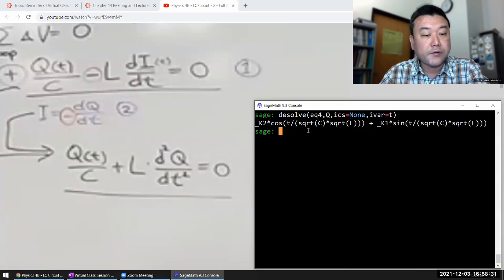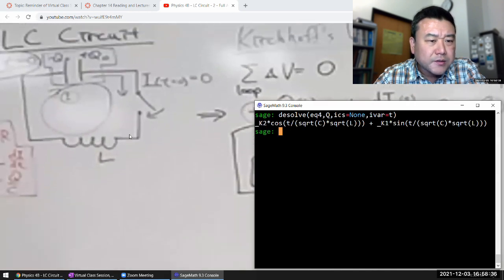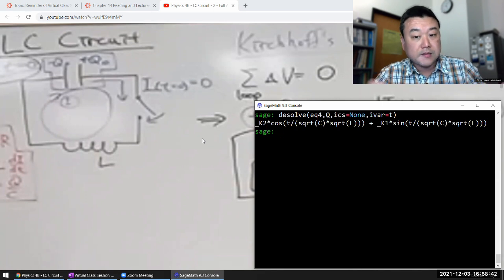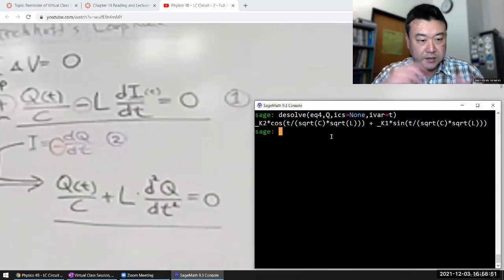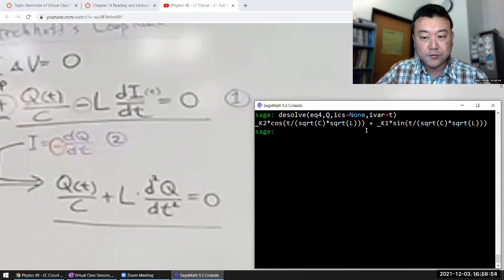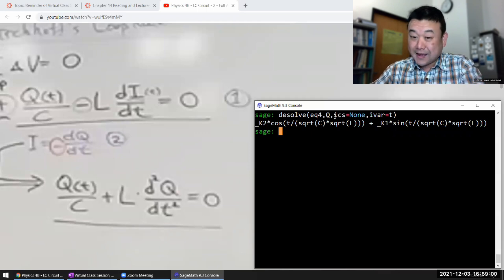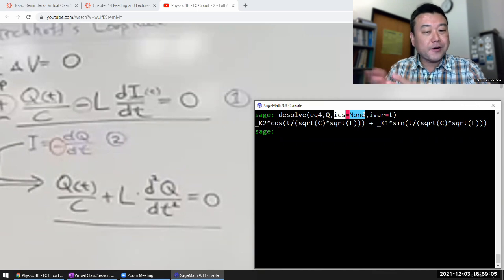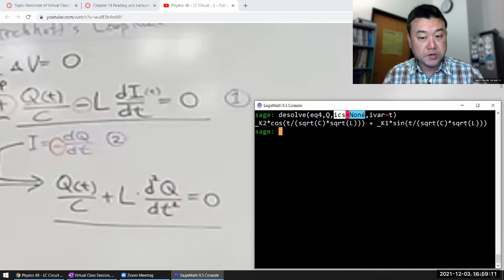For this circuit, I had it so that at time equals 0, it was fully charged up and current was 0. You have Q as a function of time. You can take the derivative to get an expression for current, plug in the expressions and solve for these K2 and K1. All that's good. You can do that. Now I learned how to use it. I can use this parameter to let the computer algebra system do all that for me. I can just plug in my initial condition.